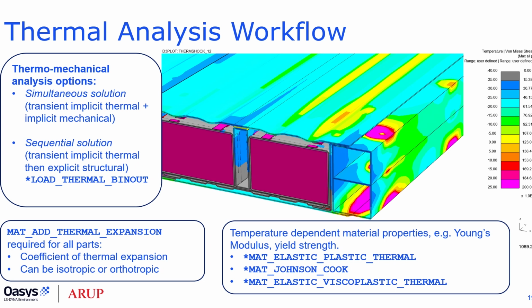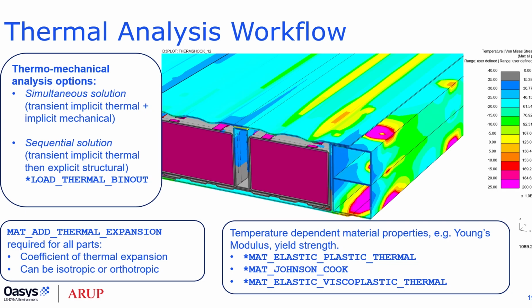To capture mechanical effects, we must run a mechanical solution that responds to the calculated temperatures. There are two ways of doing this that we have explored. The first is to run the thermal and mechanical solutions together in a simultaneous transient implicit run. This is the quickest method, and the structural solution can use a relatively large time step because we're using the implicit solver.